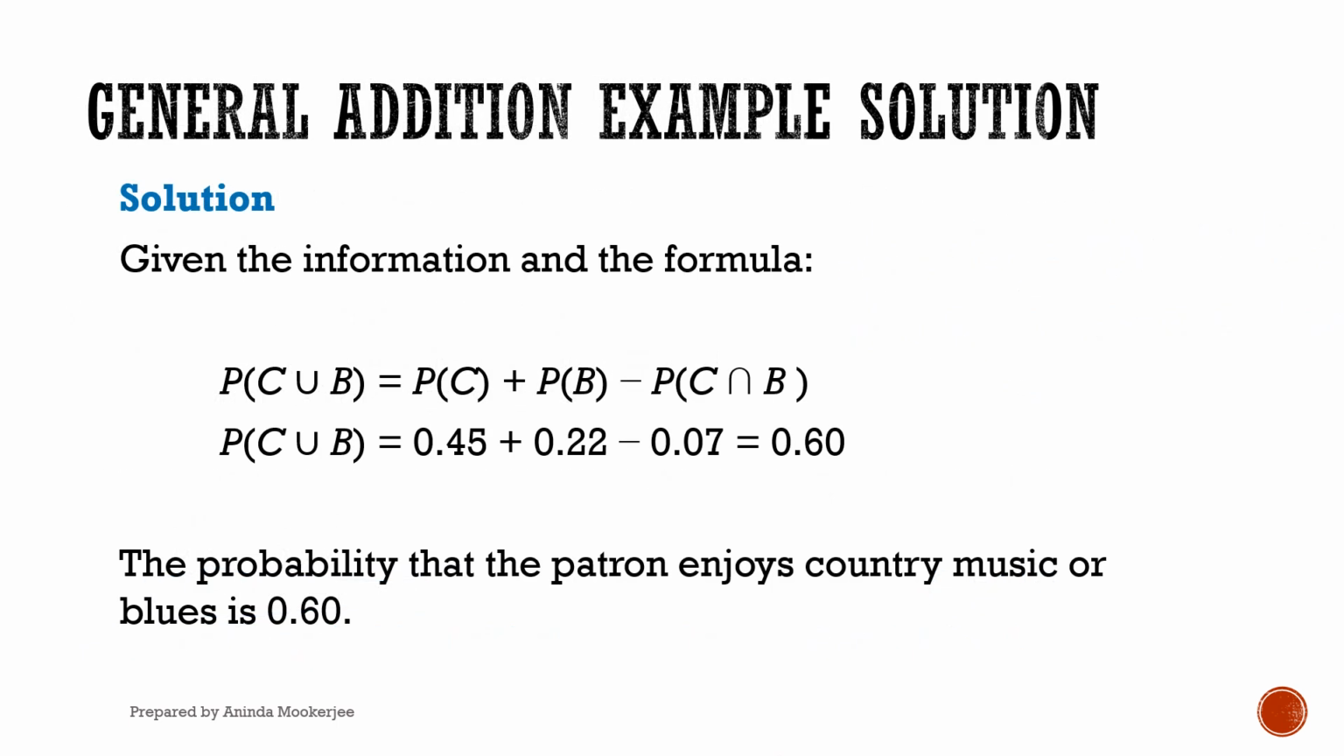So this slide gives us the answer for the problem in the previous slide. Probability of C plus B minus probability of C and B occurring together. Also, this notation is read as intersection. So they've added 0.45 plus 0.22 minus 0.07, which is 0.60.